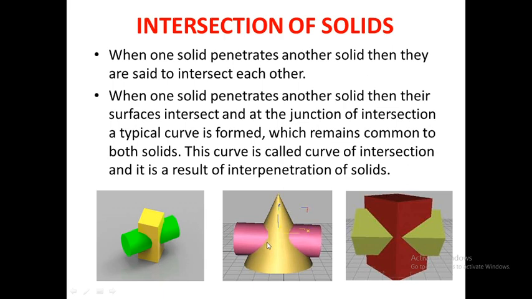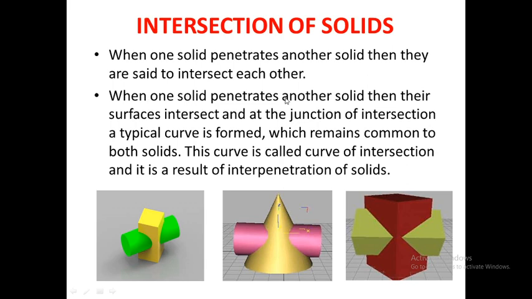Similarly, in the second example, you can see a vertical cone having a horizontal cylinder inserted inside it. So we can say that here a cylinder and a cone are penetrating each other or intersecting each other. In the third case, there are two square prisms, a vertical square prism in red color and a horizontal square prism. Here the horizontal square prism penetrates the vertical square prism. So when one solid penetrates into another solid, then they are said to intersect each other.